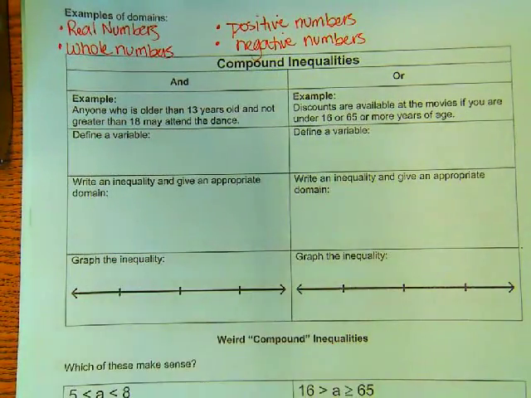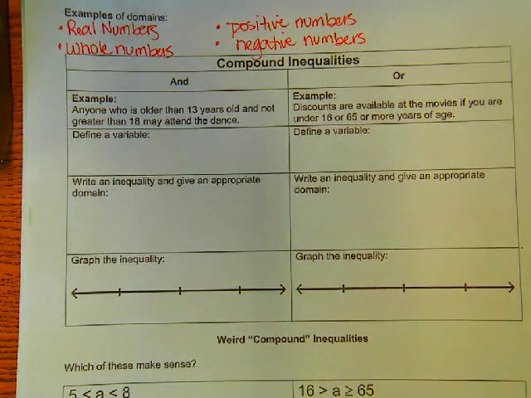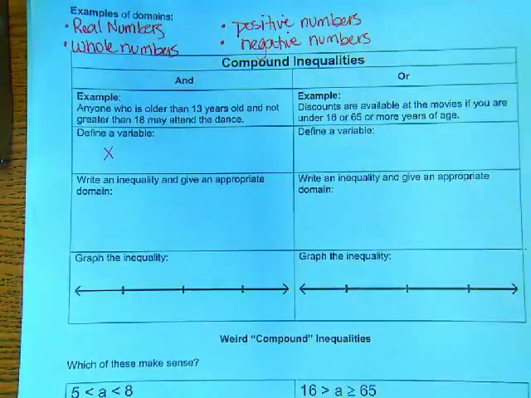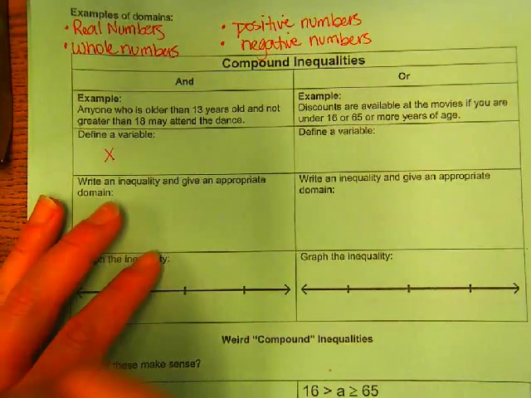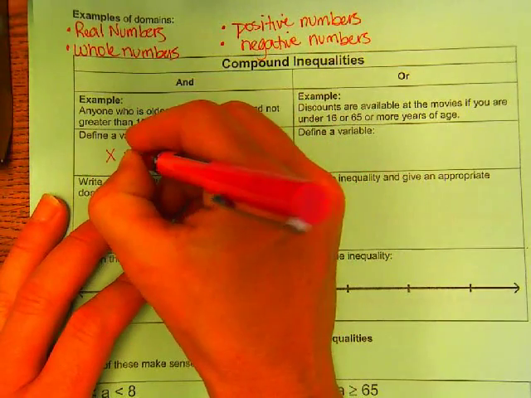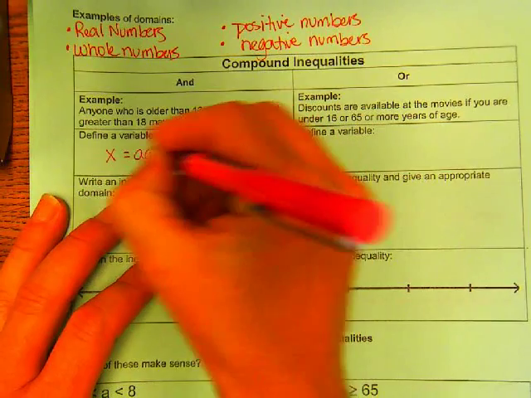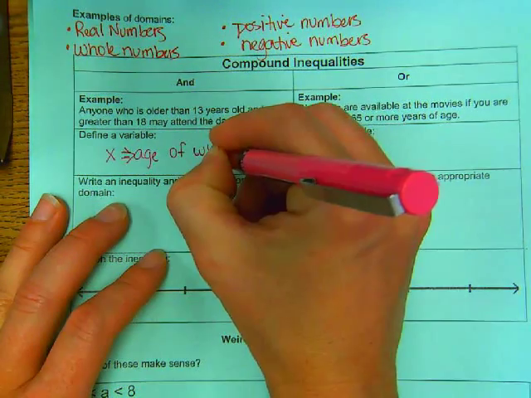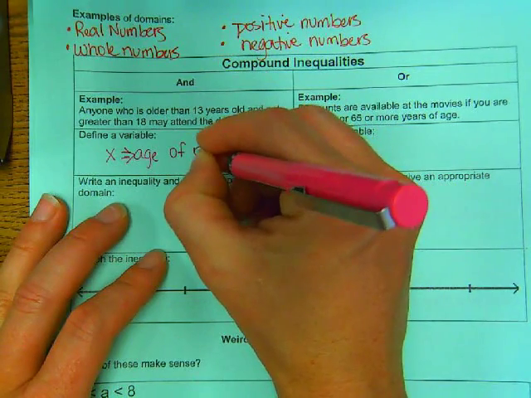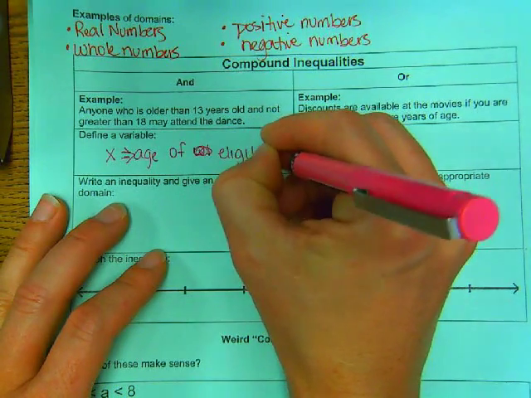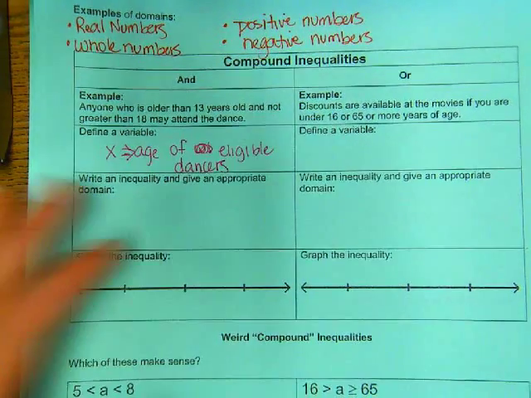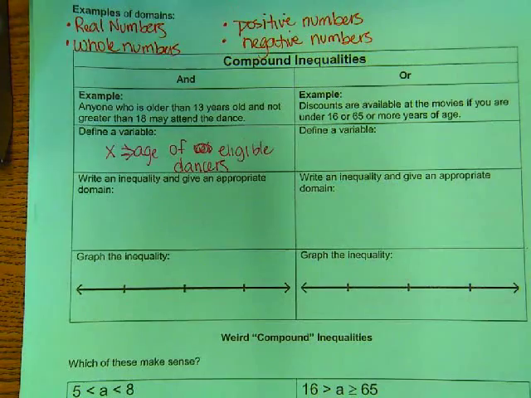Okay, so let's define a variable for a second. How about, what do you want? Oh, boring. That's okay, I like boring. X. X is going to be the age, and you can draw an arrow if you don't like the age of, we'll say, eligible dancers. That's a fancy way of saying it. Age of people who can go to the dance, if you'd rather.